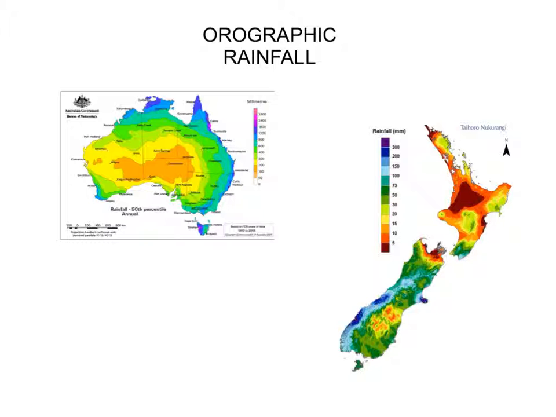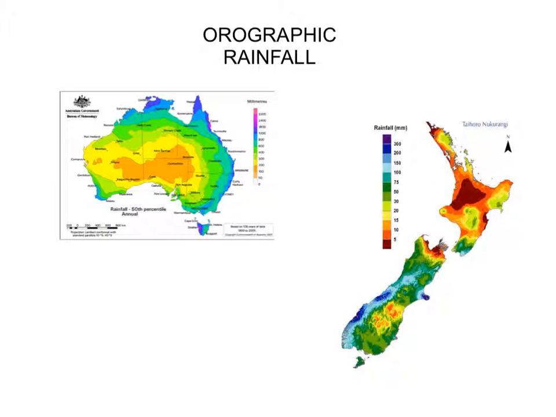So orographical rainfall. Orographical rainfall is where winds push clouds full of water towards big mountains, and when the clouds hit the mountains, it forces the rain to fall out.